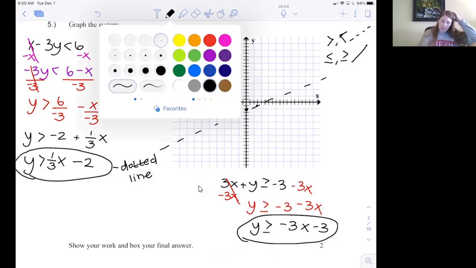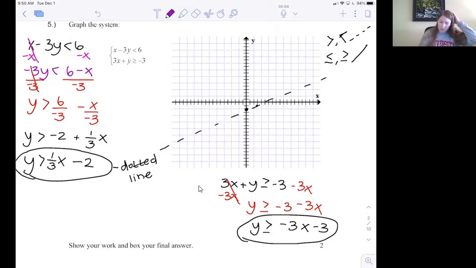Now my second, I'm going to switch colors so you can see. This has that greater than or equal to, so it's going to be a solid line. So I start at negative 3, which is right here. It's awfully close. I should have spread this graph out more. Then my slope is negative 3, which remember is just negative 3 over 1. So I rise negative 3.